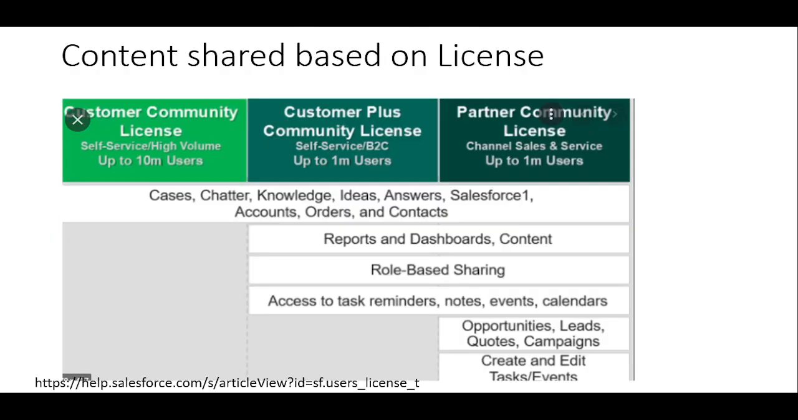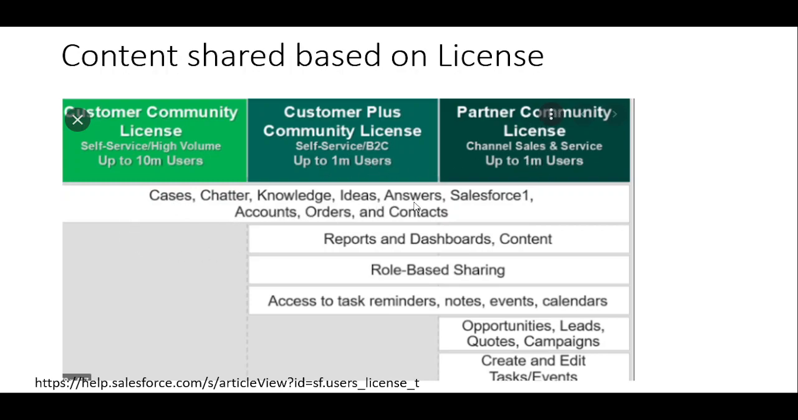Moving forward, I copied this from one of the blogs I found. In this diagram, it's easy to remember or visualize what type of licenses are good for what. Customer community license: up to 10 million users, self-service, high volume. High volume is the keyword you must remember for customer community license. Customer community plus license: self-service B2C, up to 1 million. Similarly, partner community, 1 million.